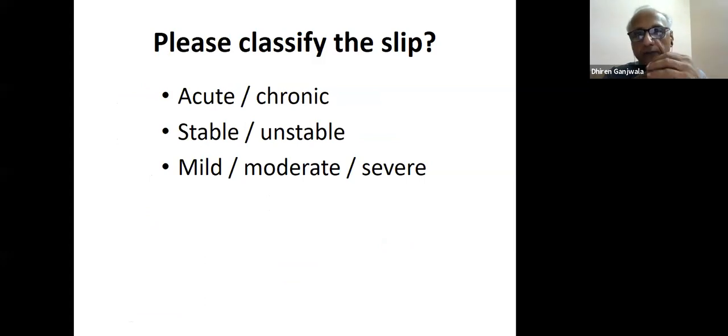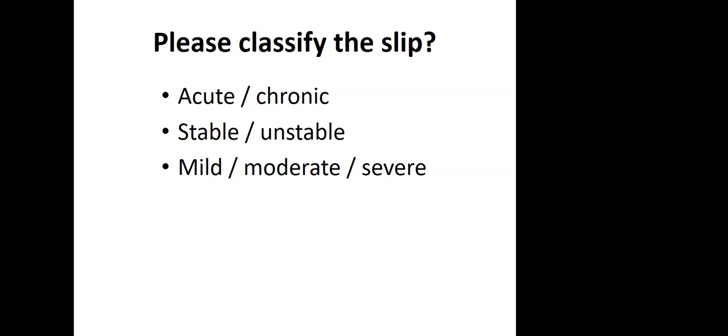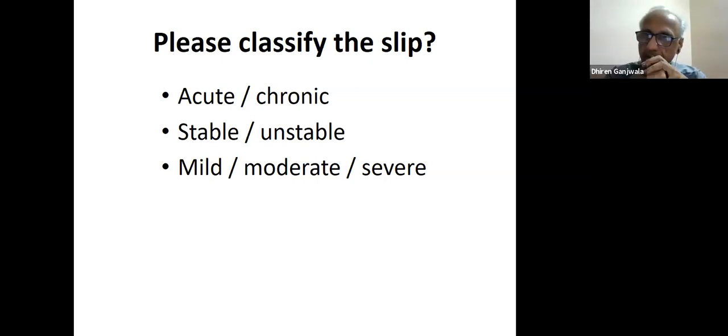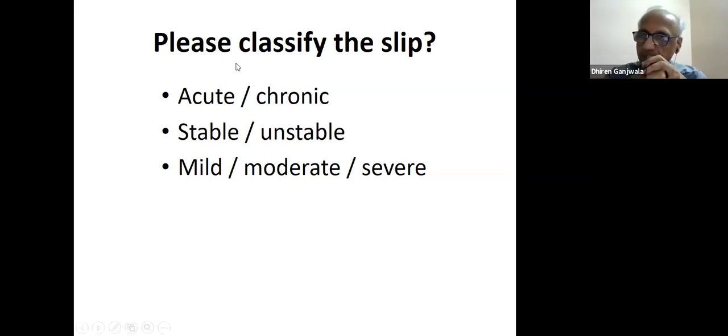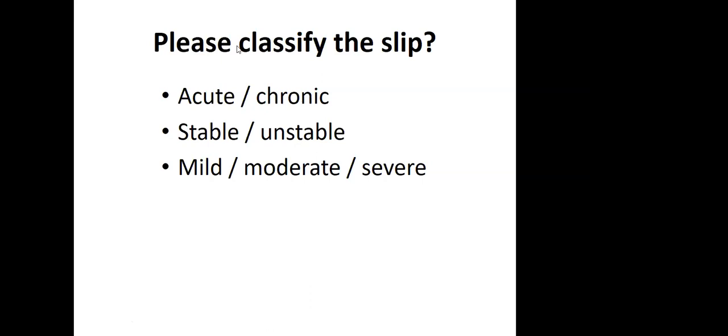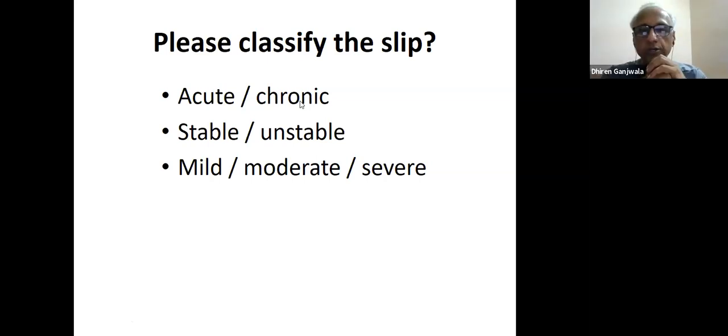Now please classify this slip, whether it's acute or chronic. It's less than 3 weeks. Yes. Is it acute or chronic? Chronic. Okay. Is it stable or unstable? Stable, sir. Why? The child is able to walk. If the child walks with support or crutch, it's unstable. Right. The child came walking in the OPD, so it's stable.